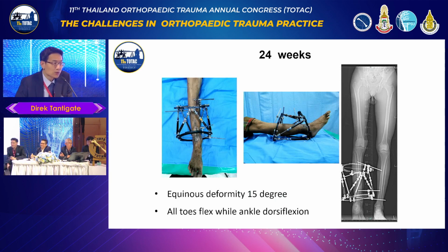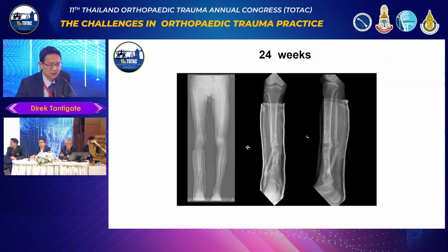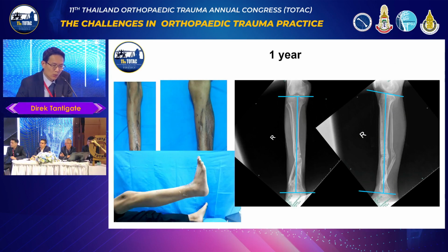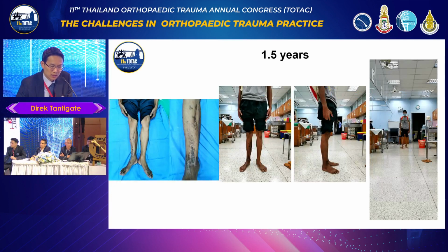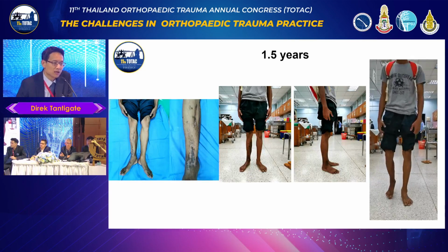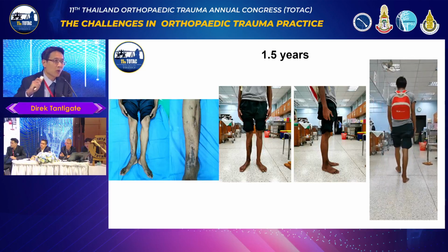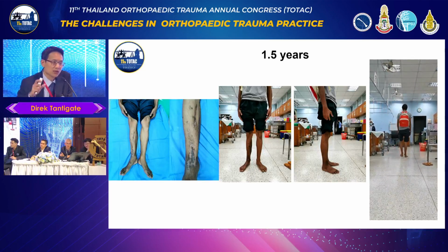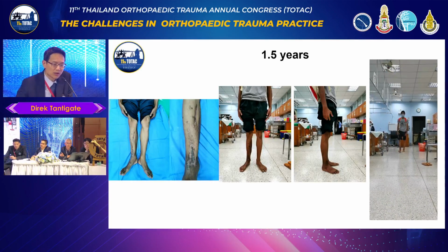So our toes flex more when the ankle does flex. So I do the implants and do the soft tissue corrections. This is 1 year, and this is 1.5 years. The patient is doing well, but still not quite what I expect. I expect more length, but the shortening between the consolidations might be a little bit shorter.